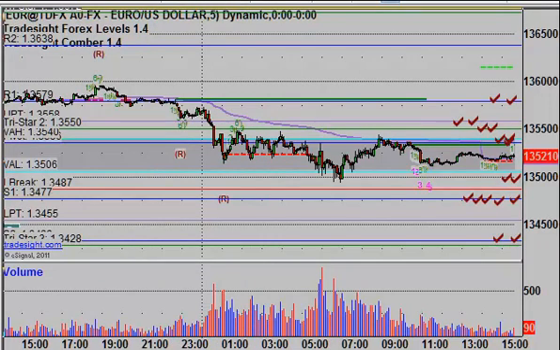I don't really see anything else. And that is at least wide open to that first target. It's more than 50 pips, so 45 to 50 will be plenty. And we'll see what happens there.